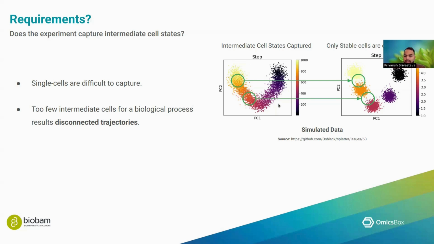So if we look at this example where we have this linear trajectory starting from this point and going until this point, this is a continuous process and this is a linear trajectory. It's showing you a clear gradient where the stem cells are differentiating into more specialized cells.